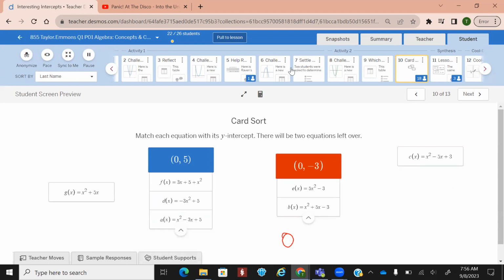We had this conversation. Standard form is where it's written like this, where it's ax squared plus bx plus c. So it's written out with the addition in between. C is your y-intercept. All right, go ahead and go to slide 11.